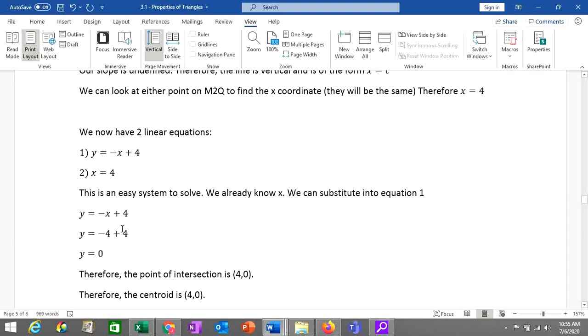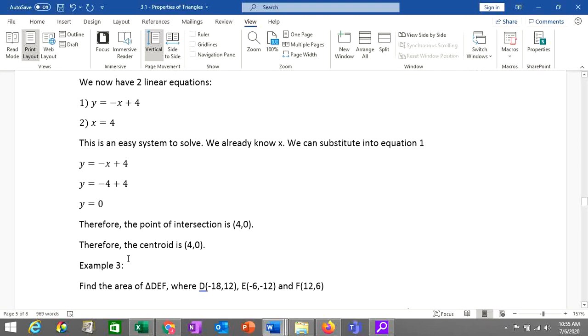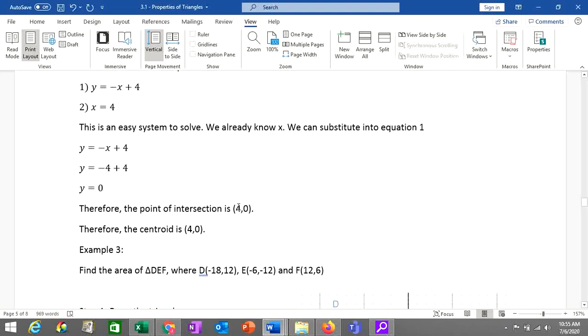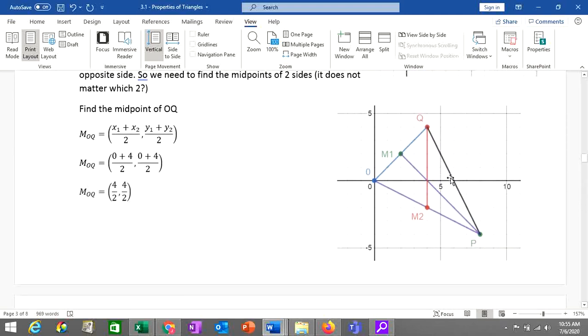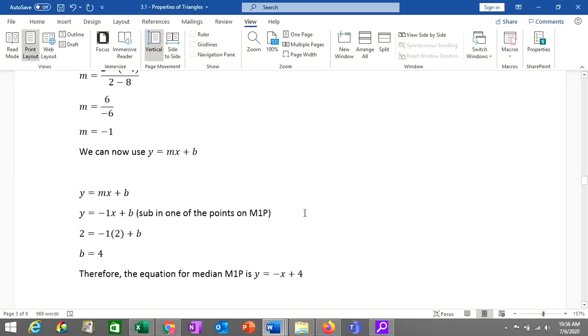Okay, so we know what x is already. We don't have to solve for it because we have it. X is 4, and now we know that y is 0. So the point of intersection of these 2 lines is (4, 0), and that tells us that this is the centroid. If you wanted to verify that, you could find the equation of our last median, from O to M3, I guess you could call it, and see if that line intersects the other 2 at (4, 0). But that's just to check your work. We've already done enough to solve the problem.